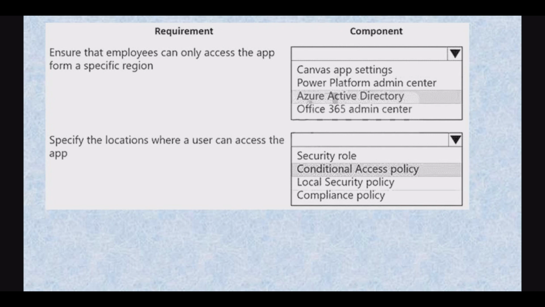This is the correct answer. For the requirement, ensure that employees can only access the app from a specific region, the answer is Azure Active Directory. And for the requirement, specify the location where the user can access the app, the component is conditional access policy.